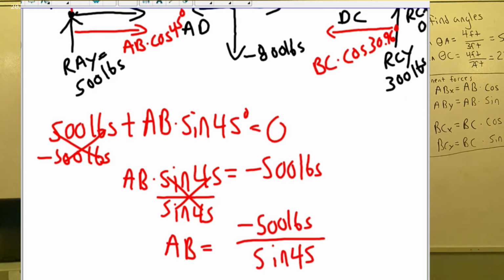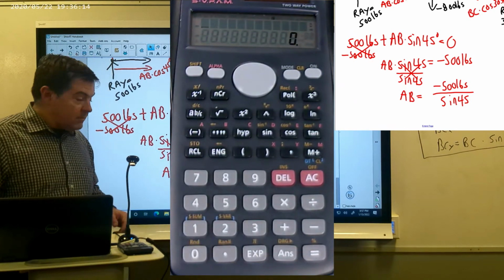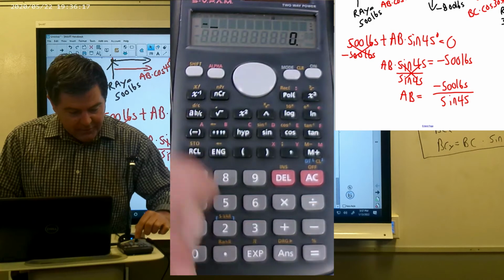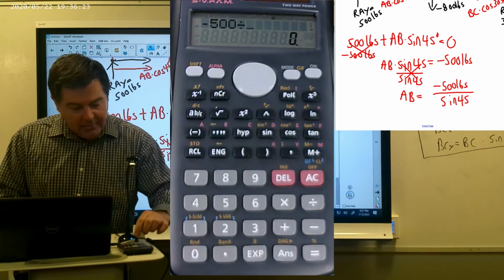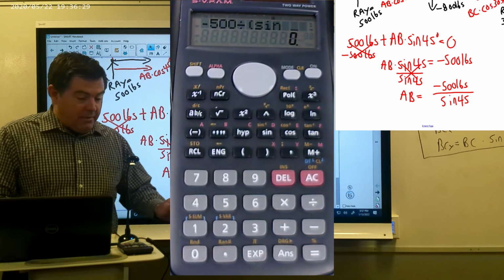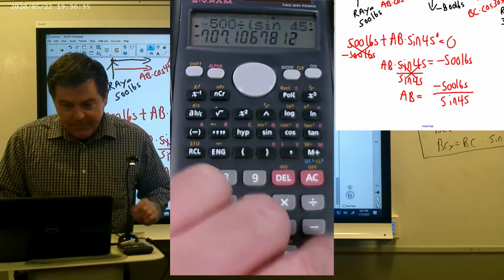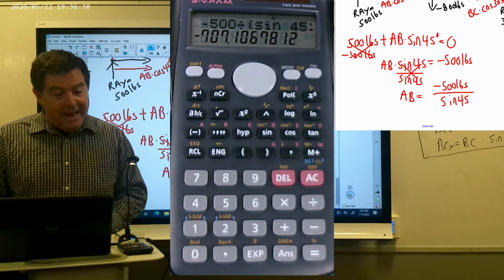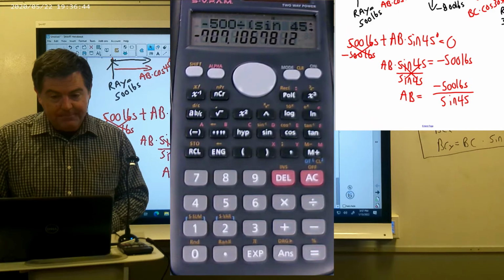And again, I want to show you how I'd like you to put that into your calculator, because the way that you do that is very important. I'm going to type into my calculator negative 500, and I'm going to hit divided by, and then open up a set of parentheses. I'm going to hit my sine button, type in 45, and then close out my parentheses. Hit my equals button, and I end up with negative 707.10, or 11 pounds if we round.